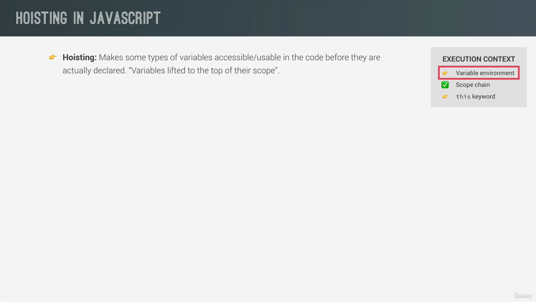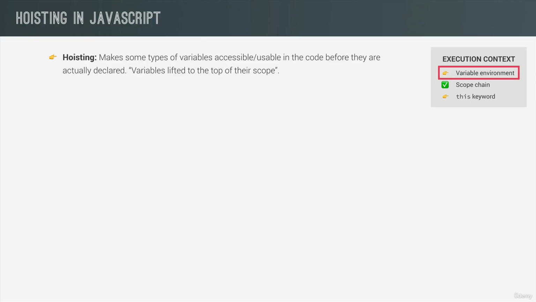Now, many people simply define hoisting by saying that variables are magically lifted or moved to the top of their scope, for example, to the top of a function. And that is actually what hoisting looks like on the surface. But behind the scenes, that's in fact not what happens.